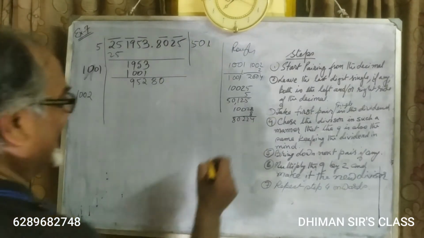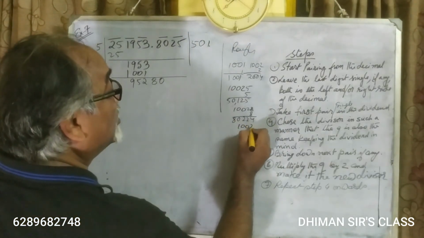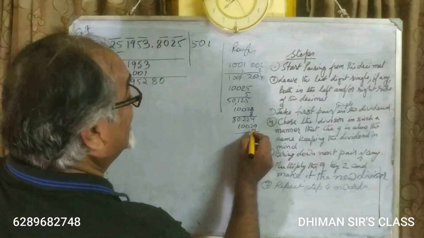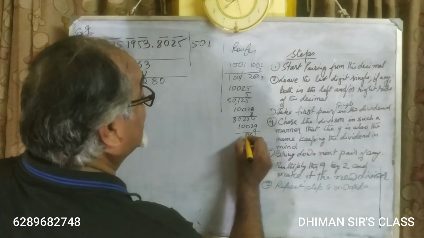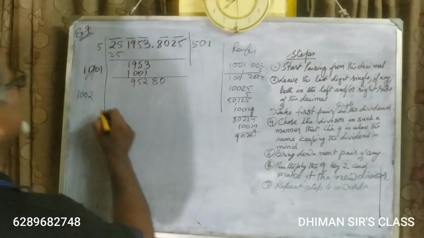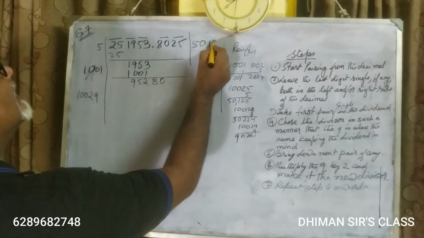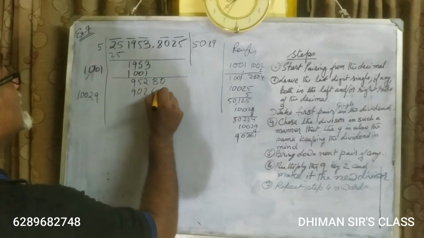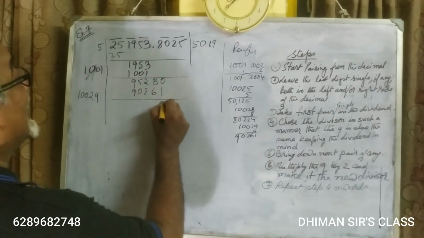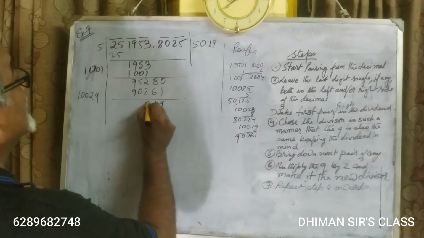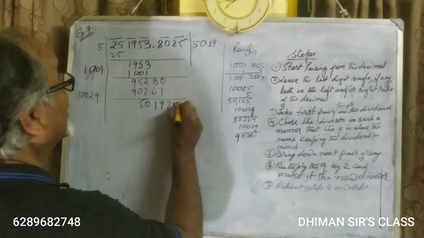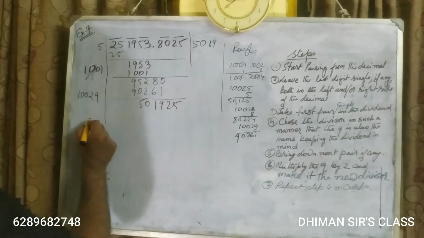It's increasing. 1002 9. 9 9s are 81, carry 8, 9 2s are 18 plus 8, 26, 0, 9. So it will be 9. So 9026, 9026, 2 9s are 18.